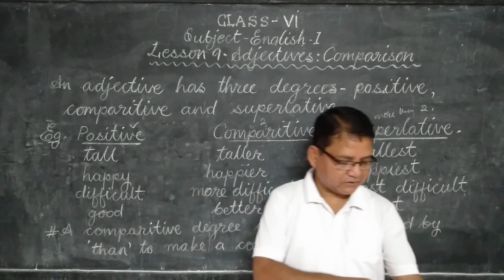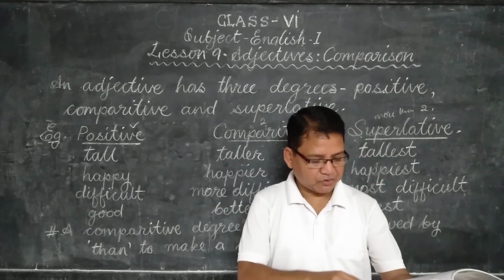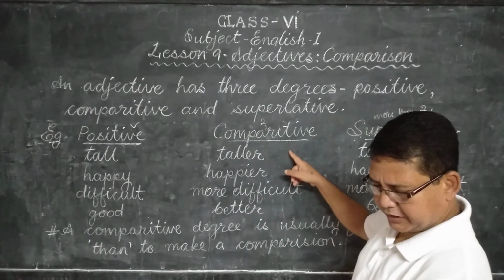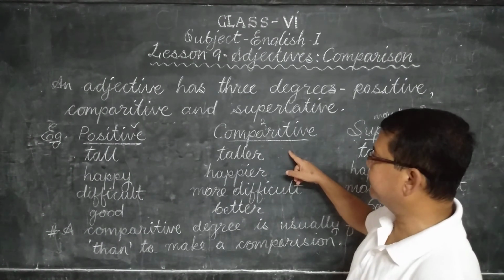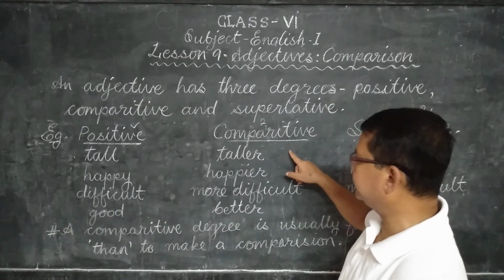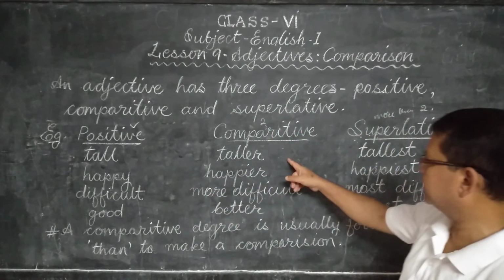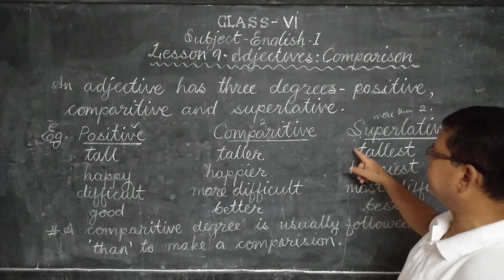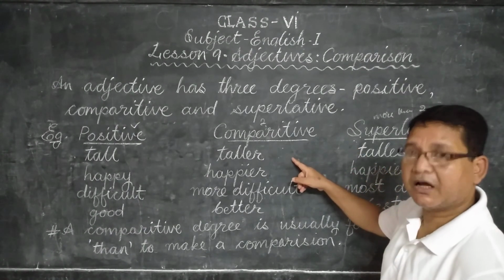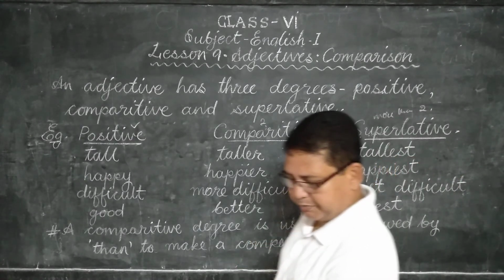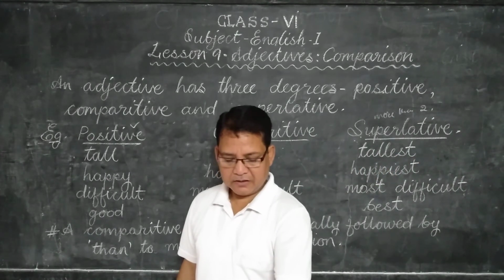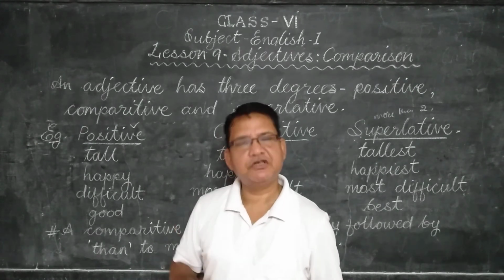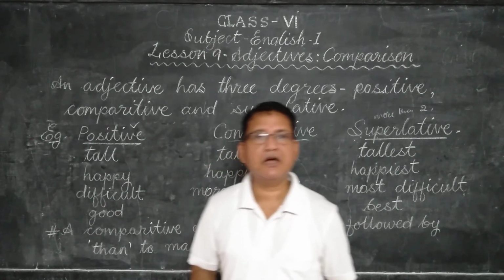Third, the Pacific is the largest of all oceans. Change to comparative. What is the word here? Large. Means you have to change into larger. Large, larger, largest. It has been given in superlative. You have to change into comparative. That is larger. How to change? The Pacific is larger than the other oceans.